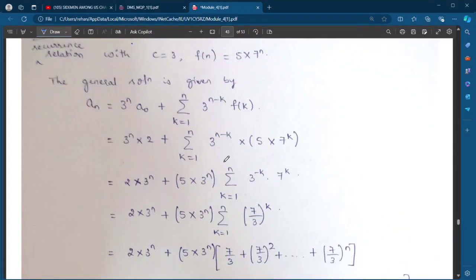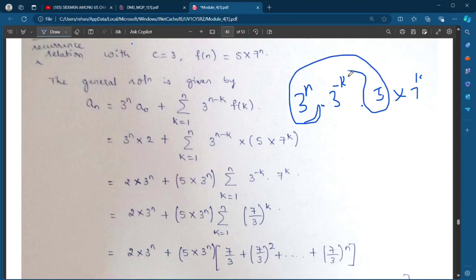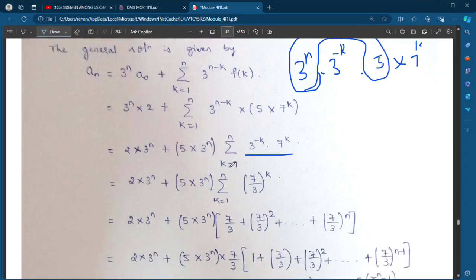So here what they did, in the summation directly, they took 5 into 3 power n common. If they take 5 into 3 power n as common, see, 3 power n minus k can be written as 3 power n into 3 power minus k. If you multiply this, you'll have 3 power n minus k. And here I have 5 into 7 power k. So these two terms I took common. So inside, remaining is 3 power minus k into 7 power k.